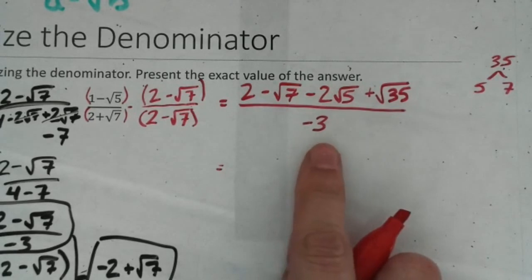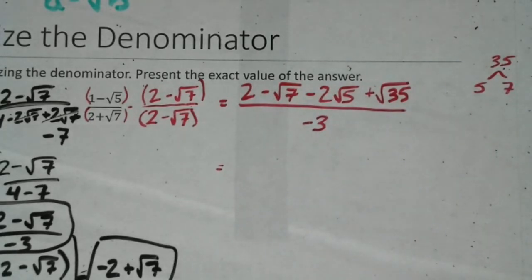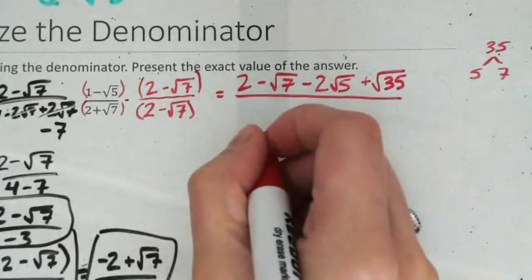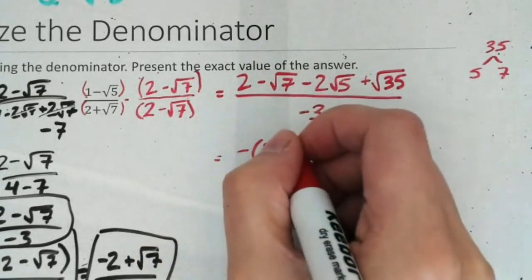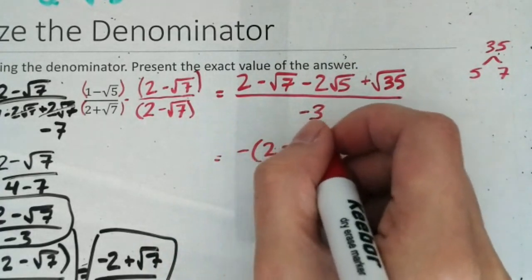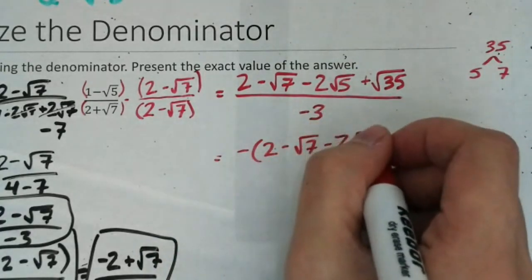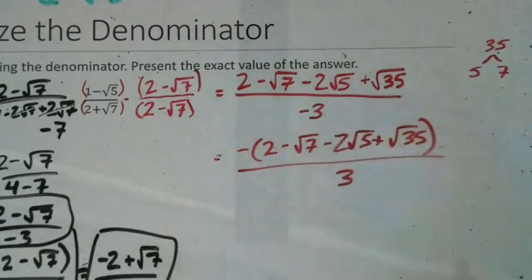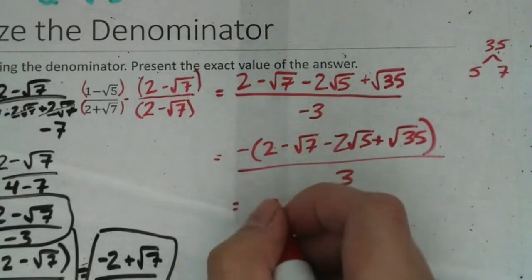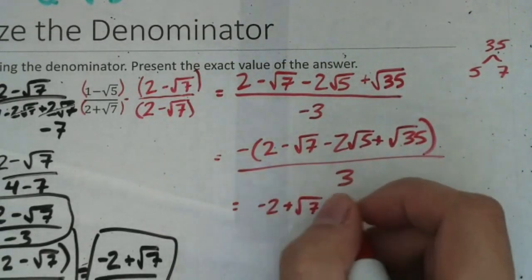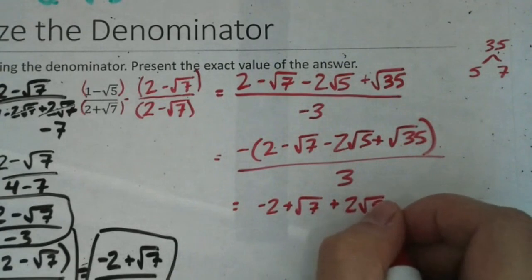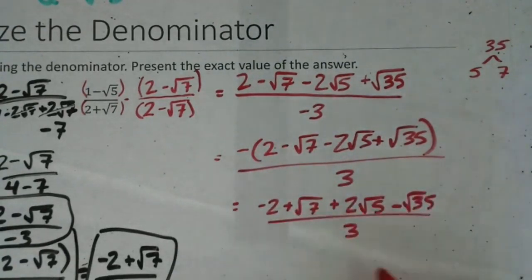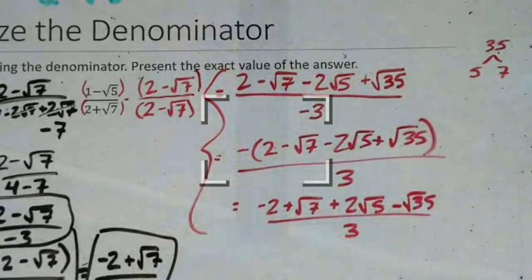However, just like in the last problem, if you're uncomfortable having a negative 3 in the denominator, you can move the negative to the numerator. Just be sure that it gets distributed. So we have negative 2 minus the square root of 7 minus 2 times the square root of 5 plus the square root of 35 all over a positive 3, which if you distribute through is negative 2 plus the square root of 7 plus 2 times the square root of 5 minus the square root of 35 all over a positive 3. Any of these three are perfectly wonderful answers.